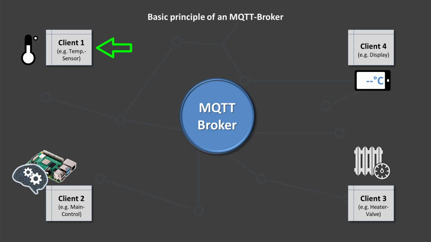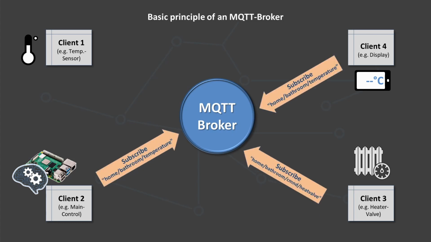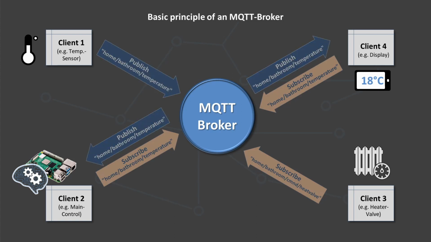We have one sensor, one main control, and two actuators, which are one display and one valve. First of all, the clients must tell the broker what they want to subscribe to and send a subscribe request with the required topic names. The main control and the display subscribe to the bathroom temperature, and the valve subscribes to a command. The sensor sends a publish with the mentioned topic to the broker, which forwards it directly to the corresponding subscribers.